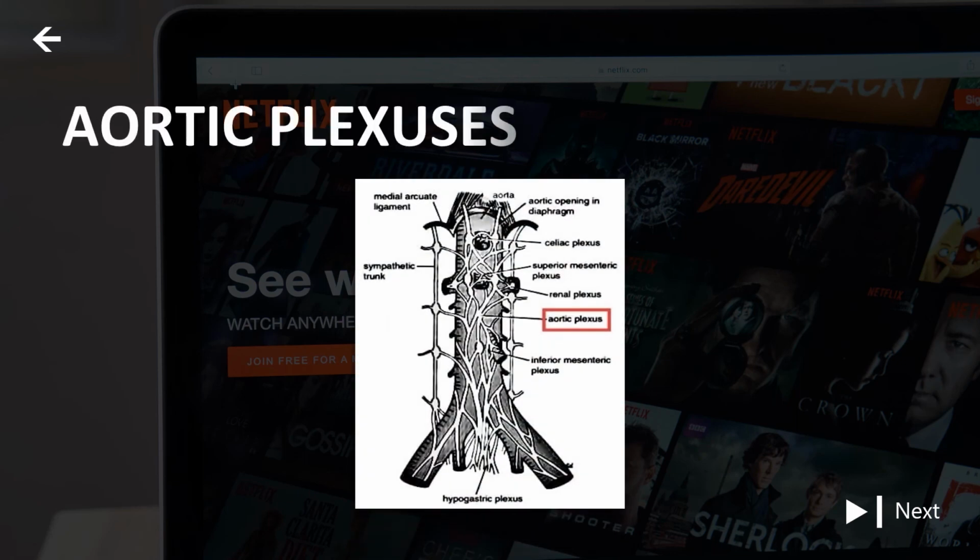Aortic plexus. It is well accepted that the aortic plexus is a network of pre- and post-ganglionic nerves overlying the abdominal aorta, which is primarily involved with sympathetic innervation to the mesenteric, pelvic, and urogenital organs.